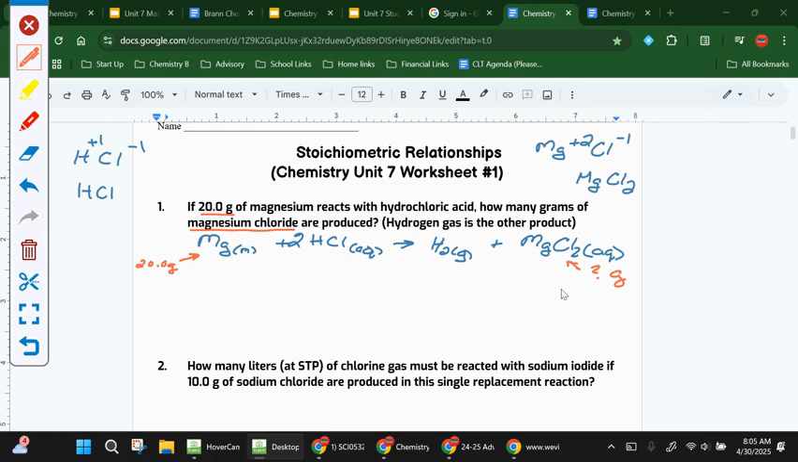So now we are down to 3 steps. Step number 1, take what you're given, get it into moles. Step number 2, use a molar ratio. And step number 3, report out in your final unit. That is what we are down to. 3 steps. So let's do step 1.